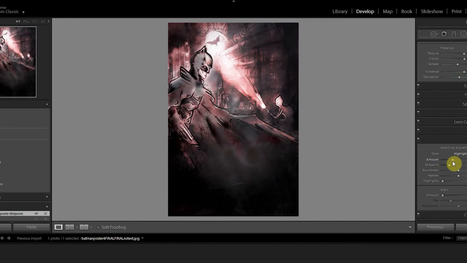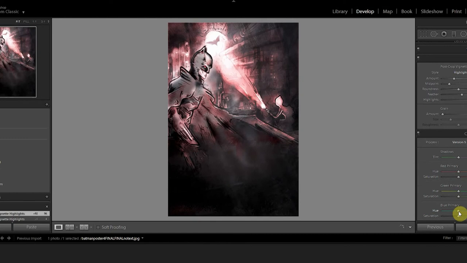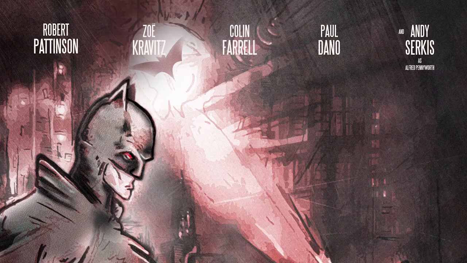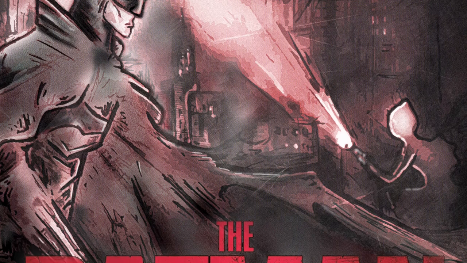Okay, we are getting there. At the last steps, I have played around with some adjustment layers, just to tighten things up, and I brought in the main actors' names on top as well.